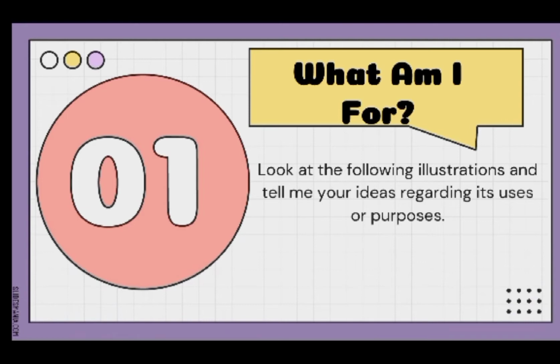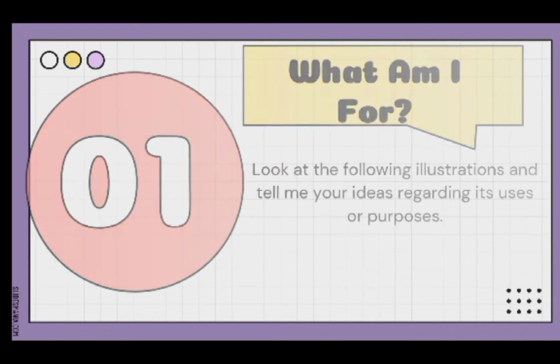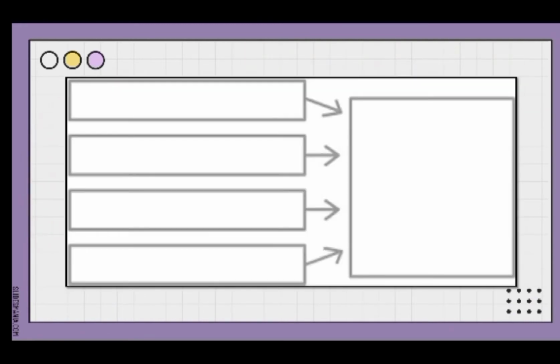What is this chart for? Very good. This chart could be used for giving relationships of concepts or ideas. Maybe on the right part, you will jot down the main concept and the sub-concepts that describe the main idea, or the main concept will be on the left part. Let's have the second illustration.